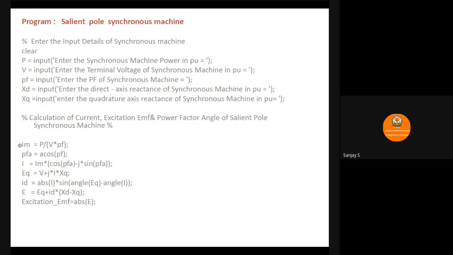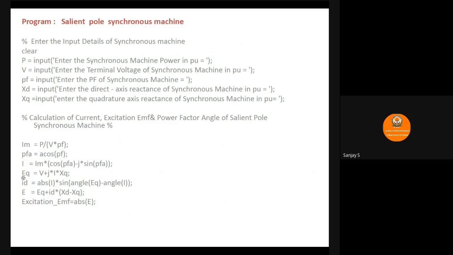Then see, these steps are almost the same as in the previous case. Im is equal to P by V into PF, where I'm trying to calculate current when power, voltage and power factor are known. So P is equal to VI cos phi. Same thing I'm using here to get the current. Then PFA is A cos of PF, which is cos inverse of power factor, to get the angle. I'm expressing the current in rectangular form, Im cos of PFA minus J sin of PFA, as we did in the previous case.